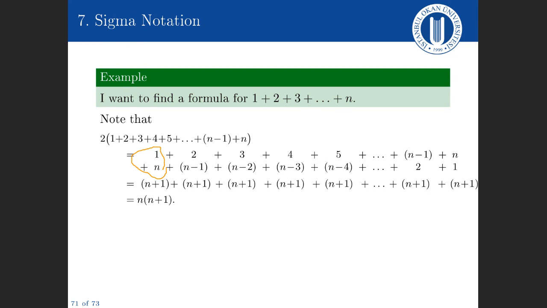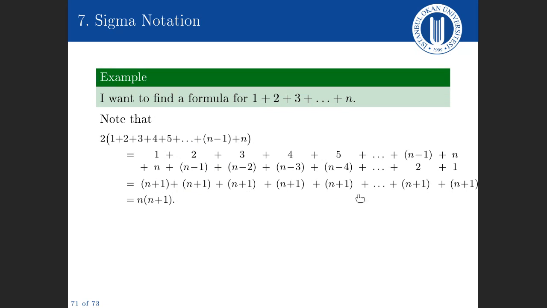1 plus n, that's the same as n plus 1. And then I have 2 plus n minus 1. Well, that's just n plus 1. And then I have 3 plus n minus 2. Well, that's just n plus 1. All of these are n plus 1. So really we have n plus 1 plus n plus 1 plus n plus 1 plus n plus 1, etc.